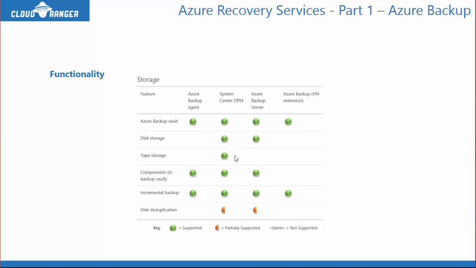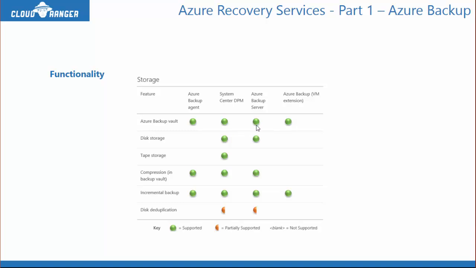DPM has partial disk deduplication support in Azure, but not completely. And then you have Azure Backup Server. So Azure Backup Server will do the same thing as your on-premises, except that it's not going to do any tape storage for you, because Azure is not going that route. They're thinking that we don't need tape storage.